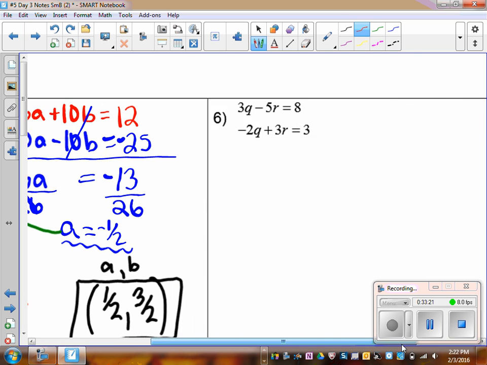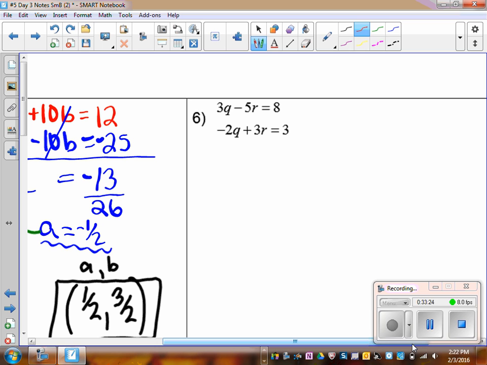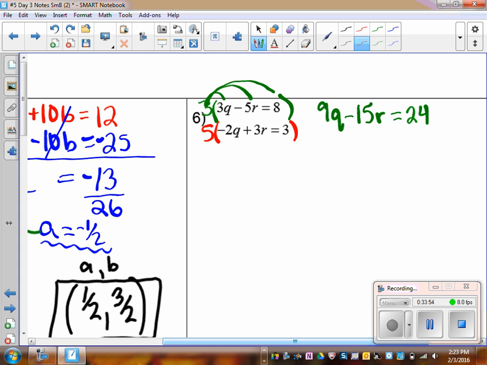Alright, for number 6, what do you want to get rid of, the Q or the R? R? Okay. So getting rid of R, I'm going to multiply my top equation by 3. So that gives me 9Q minus 15R equals 24. Okay. And then, Ginny, what do you think I'm going to multiply the bottom equation by? Good, 5. And when I multiply that, it will give me a positive 15. So negative 10Q plus 15R and equals positive 15.